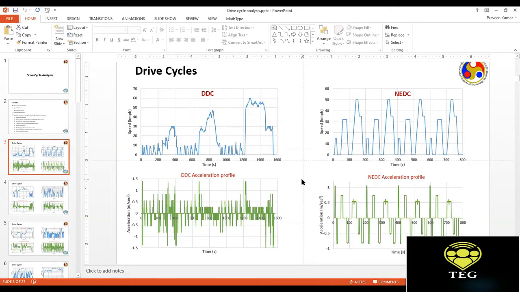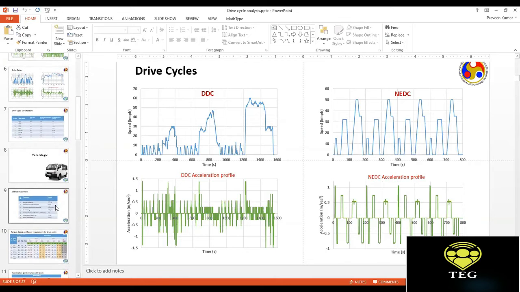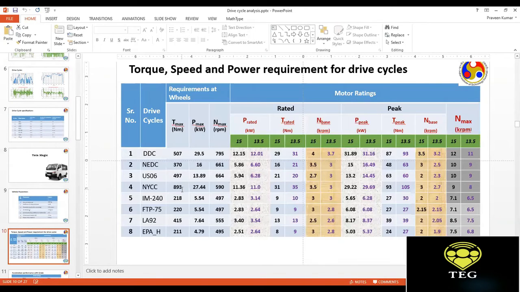So in New York City cycle, people reach higher speeds much faster, or they want to reach higher speeds much faster than in case of Delhi drive cycle. That's the reason why New York City cycle has a higher torque demand, whereas Delhi drive cycle has a lower torque demand compared to New York City cycle. But apart from that, if you look at all other drive cycles, the maximum or the peak torque demand at the wheels is not that high.